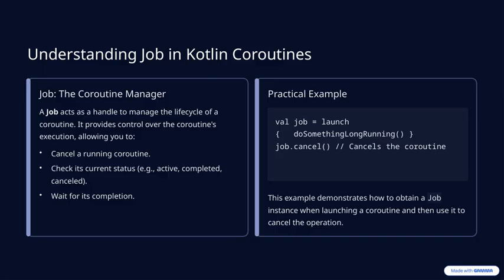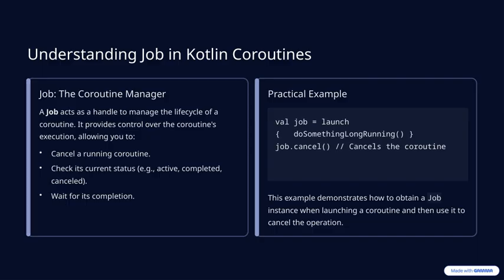Let's dive into understanding Job in Kotlin coroutines. Think of a job as the manager of a coroutine's lifecycle. It acts as a handle that gives you control over the coroutine's execution. For example, with a job, you can cancel a running coroutine if needed. You can also check its current status, whether it's active, completed, or canceled. And if you need to wait for the coroutine to finish before proceeding, the job allows you to do that too.